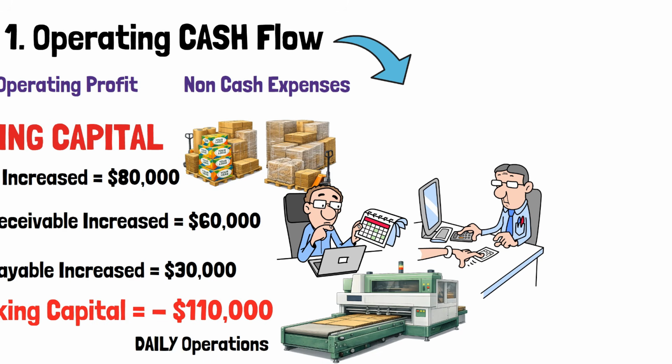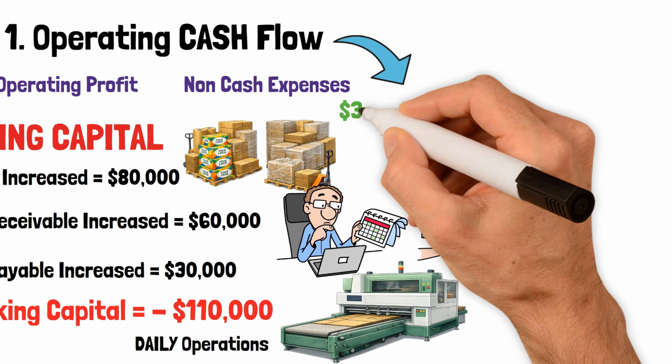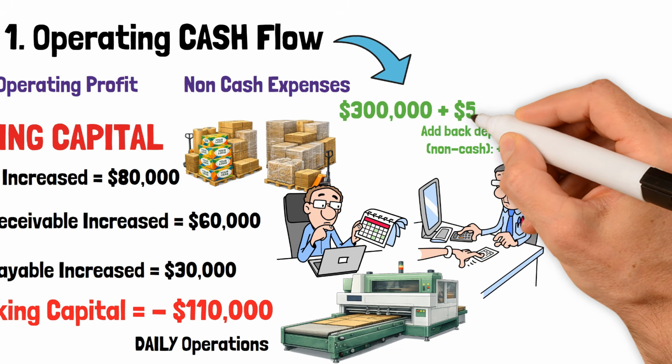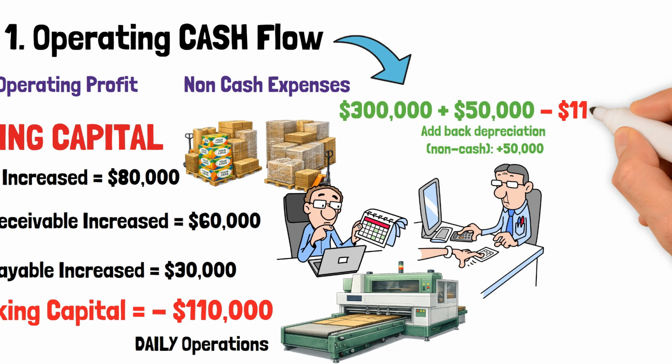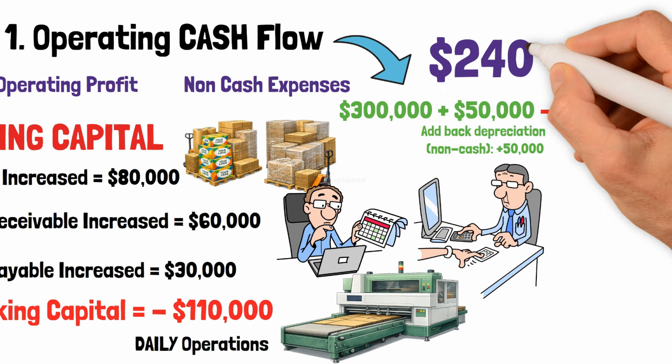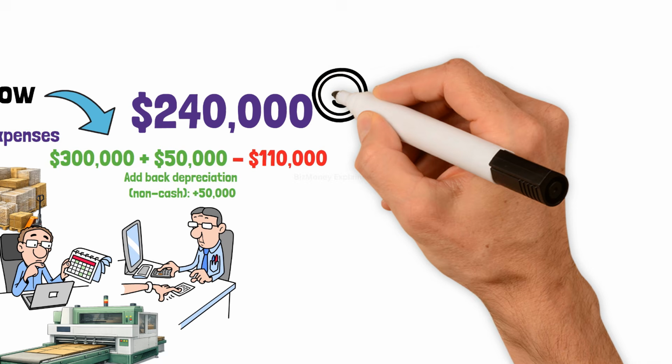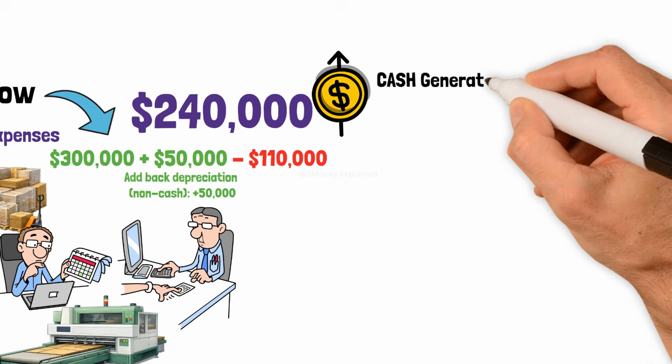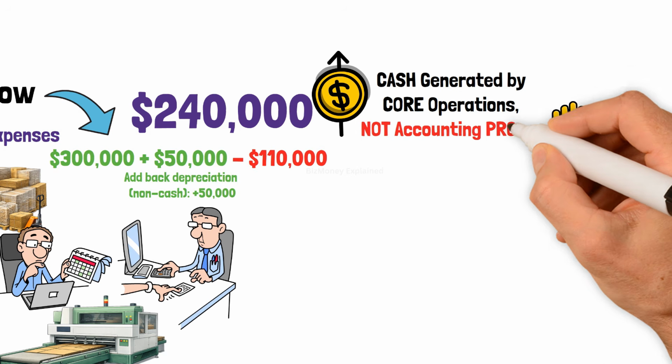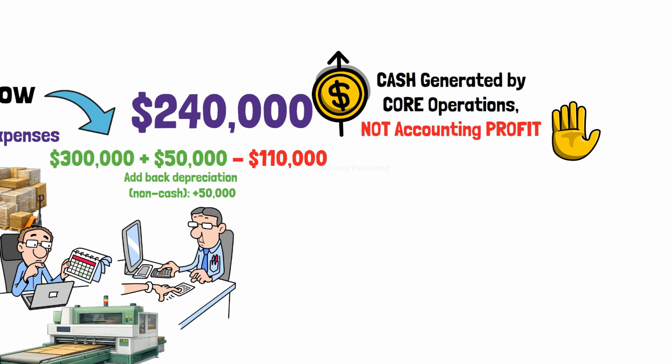So now, operating cash flow looks like this. Operating profit of $300,000 plus depreciation of $50,000 minus $110,000 for working capital changes. That leaves $240,000 of operating cash flow. This is the actual cash generated by core operations, not accounting profit.